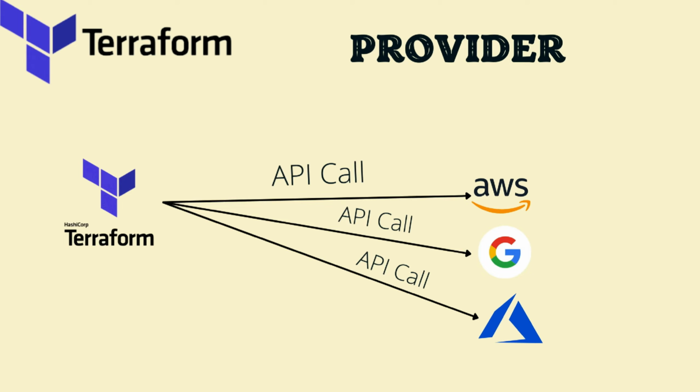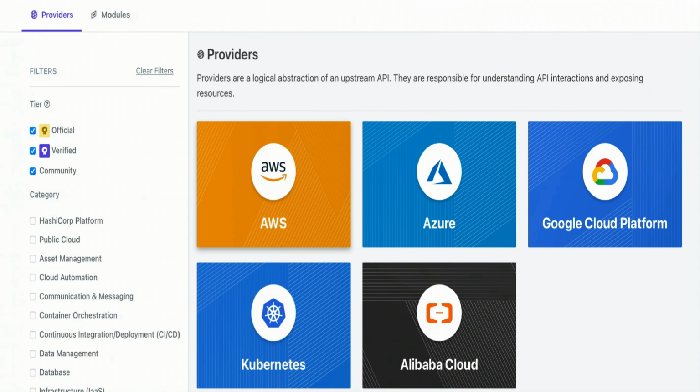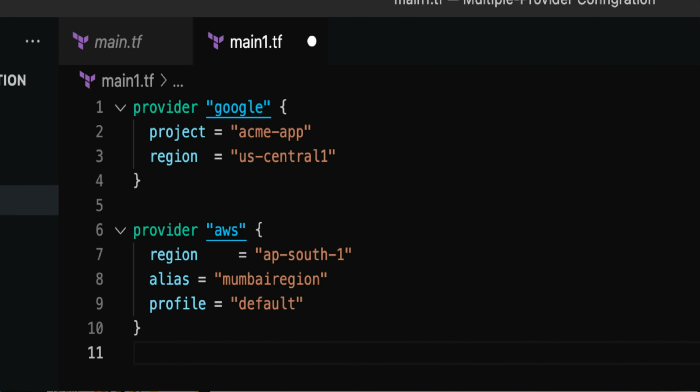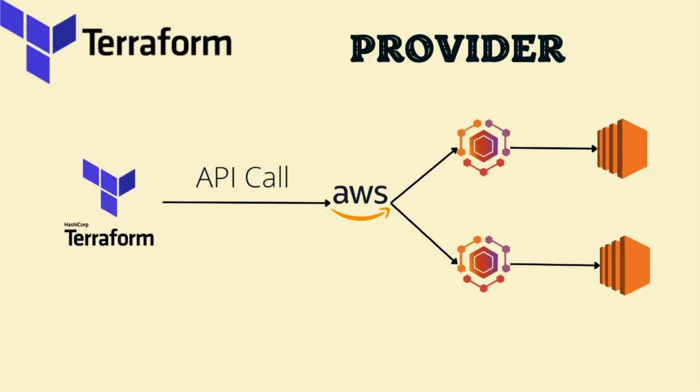Whenever you need to connect to any cloud provider from Terraform, or in technical terms, whenever you need to run or call any API, how are you going to do that? In Terraform there is a way. In Terraform we have a provider. In the provider we can provide all that information, like this Terraform is going to call this AWS account, or this Google Cloud, or this Azure.